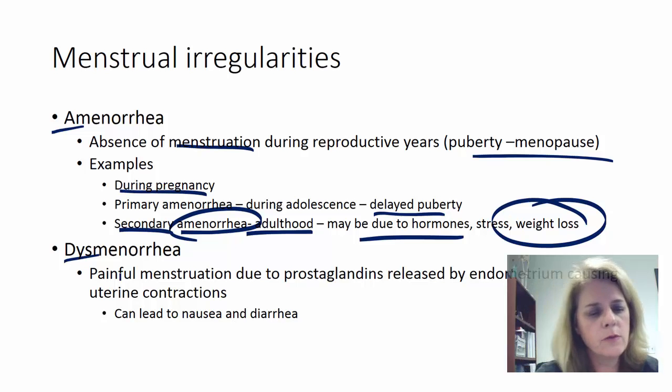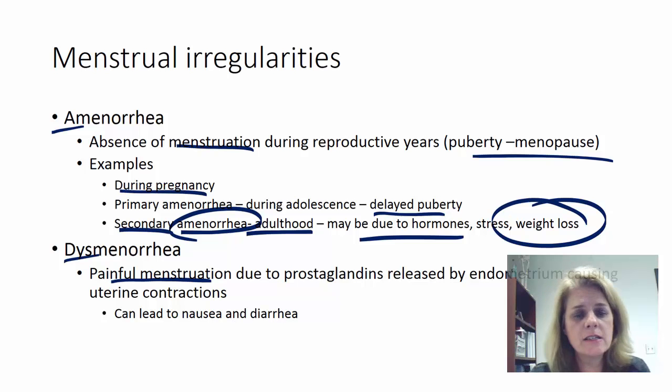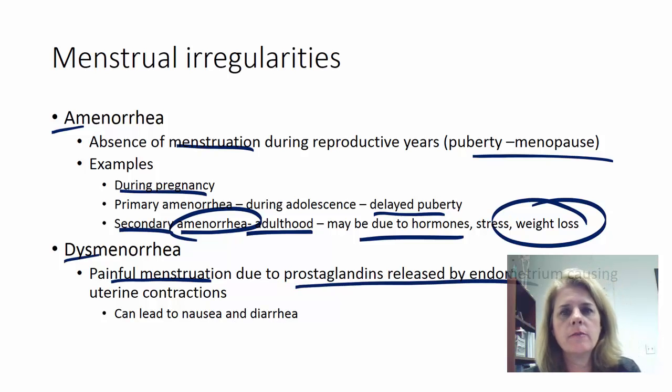Dysmenorrhea is painful menstruation. So these are what you might call the cramps. Some people have really painful periods, and some people are not bothered by it. But what that is, there are prostaglandins that are released by the endometrium that act as paracrines on the uterus and cause it to contract. So some people are just very susceptible to that.